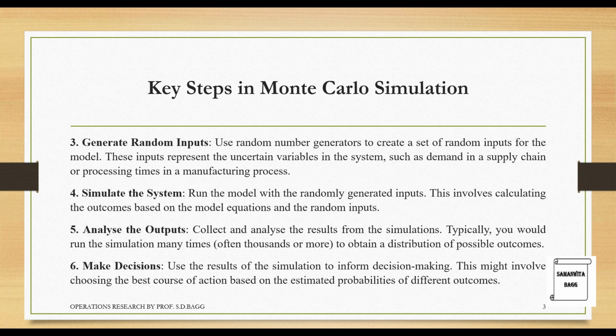The last step is to make decisions. Use the results of the simulation to inform decision making. This might involve choosing the best course of action based on the estimated probabilities of different outcomes. So, last one is to make your decision based on whatever outcome you have got from the input that you have given.